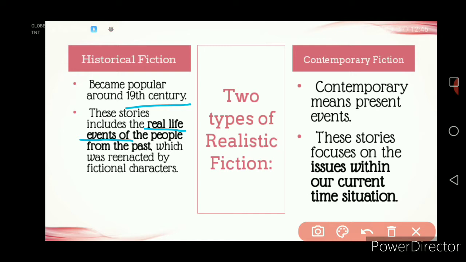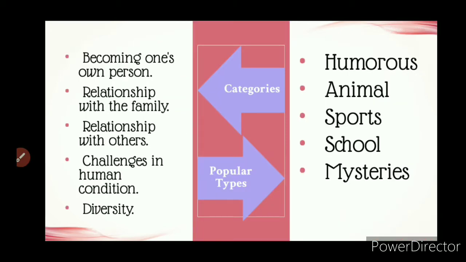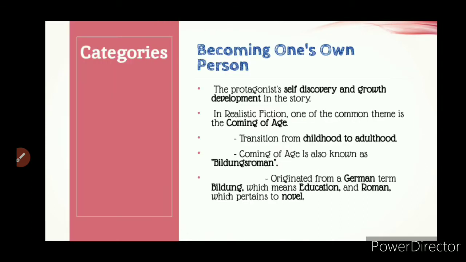The other type is contemporary realistic fiction. Contemporary means present events, or something that is happening within our present time. These stories focus on the issues within our current time situation. In this lesson, we will focus on the categories and popular types of contemporary realistic fiction. So to start our discussion, let's start with the first category.